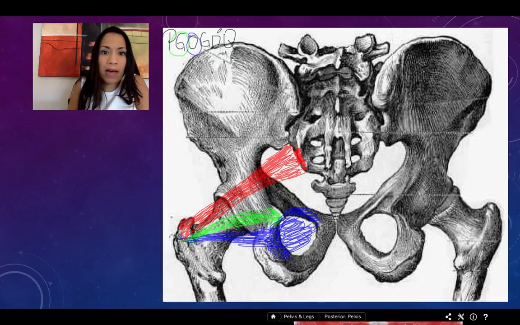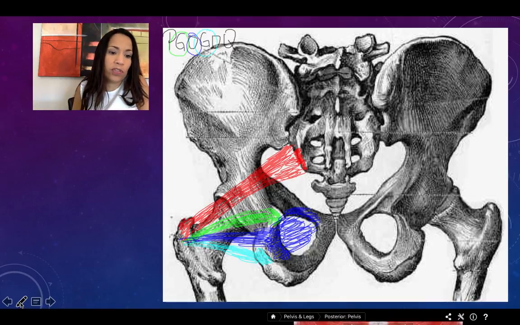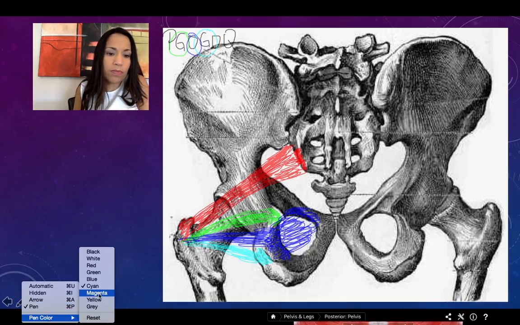So we have the G, gemellus inferior. Gemellus inferior originates on the ischial tuberosity, and from there, again, to the greater trochanter of the femur.